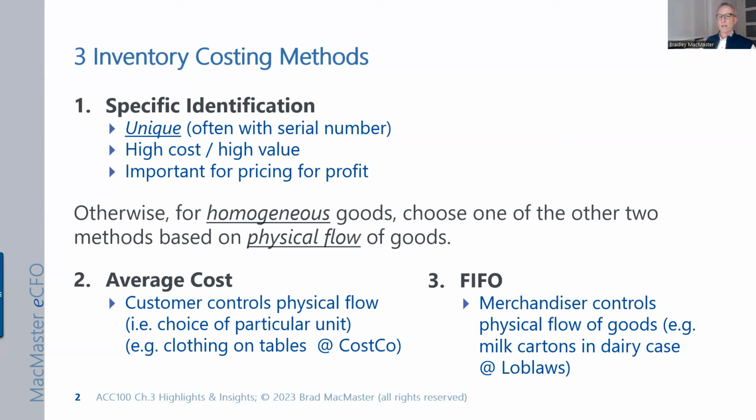In this situation, it's the merchandiser who's in control of the physical flow of goods to the customer. One example would be the dairy cases that you will encounter in a grocery store such as Loblaws. I'm sure you've visualized this before, where there's a stock person who's loading in the newest shipment of dairy products in the back of the shelf or the back of a conveyor, and they roll to the front.